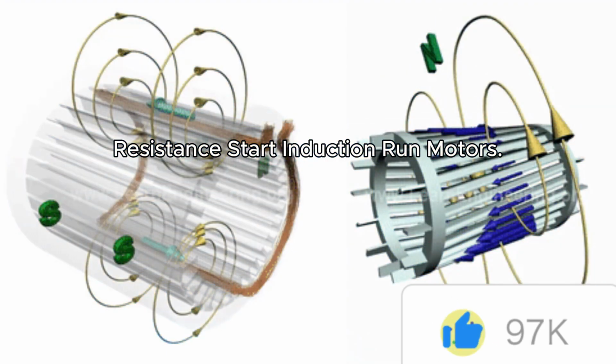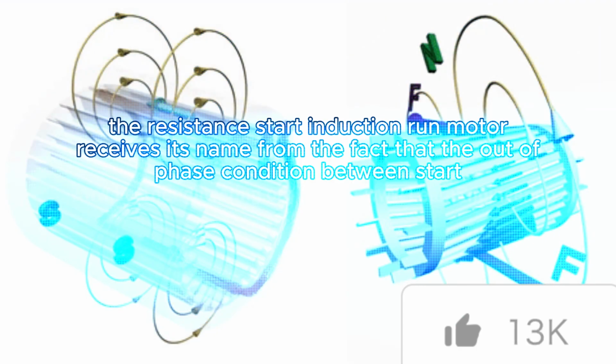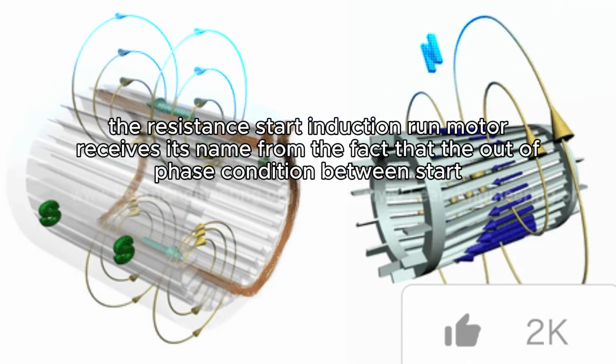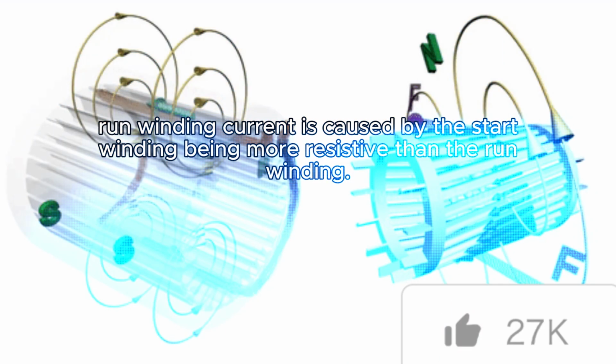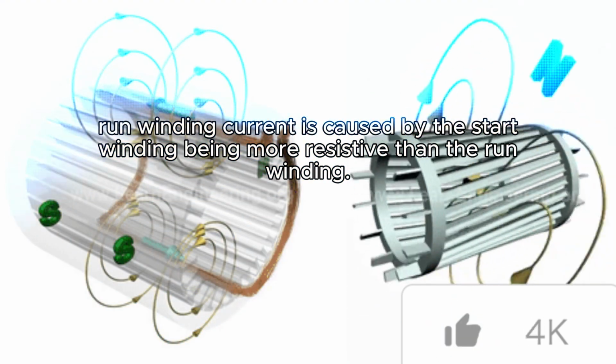Resistance start induction run motors. The resistance start induction run motor receives its name from the fact that the out-of-phase condition between start and run winding current is caused by the start winding being more resistive than the run winding.